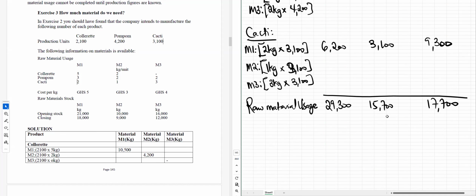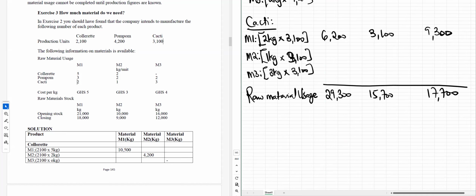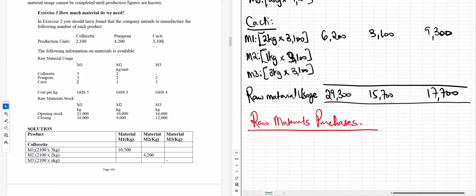Do you understand? So this usage that we have now, we can get our raw material purchases by adding what? Our closing stock, are you getting it? And less opening stock. Please don't forget, purchases is just like production. Always have it in your head that purchases is just like production. So always, when you take whatever you have from the top, you add your closing stock and less opening stock, right? So this raw material purchases, I'm now going to start with material 1, material 2, and then material 3. Are we okay?